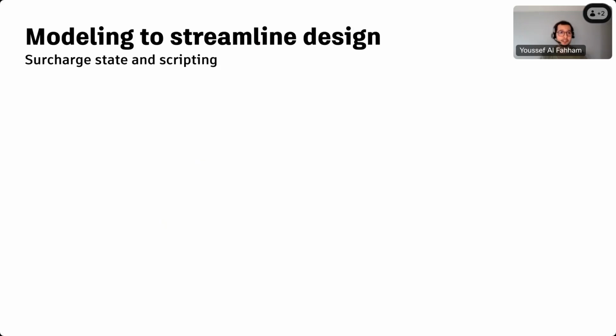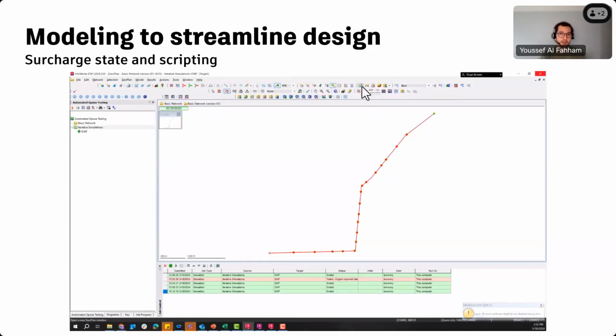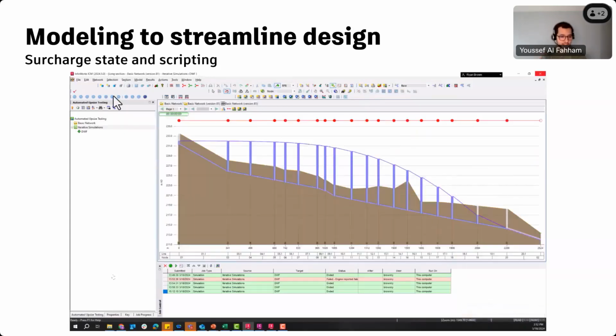The other thing we wanted to cover is modeling to streamline design. So, surcharge and scripting. This is an example of a network or a long section where you're getting surcharging, and that's obviously problematic. What you could do manually is, through iterations, upsize pipes accordingly and resolve that, which, depending on your experience, might take you a significant amount of time.